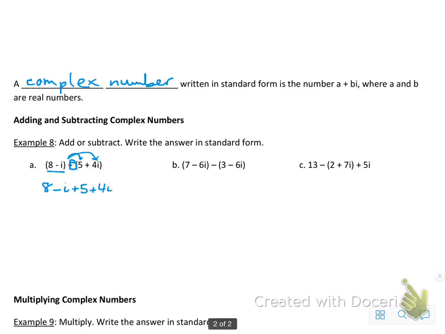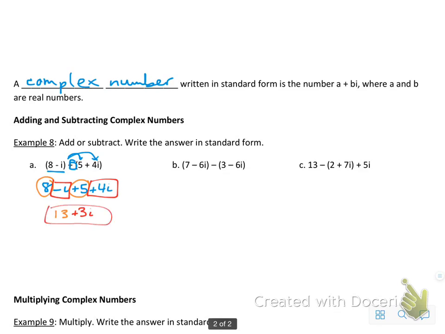So now we're going to circle our numbers, and box our i's, just like you would with any other like terms. The like terms are the numbers and then the i's. You cannot put them together because the 8 doesn't have an I with it. So we're not going to subtract I from 8. We're just going to write 8 minus I, just like it was in the problem. So 8 plus 5 is 13, and 4 i's minus 1 I is 3i. And that's our final answer.